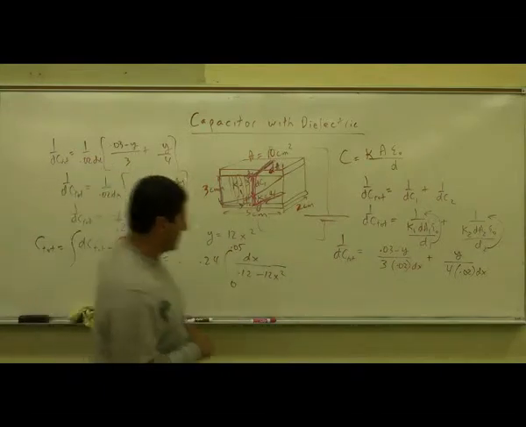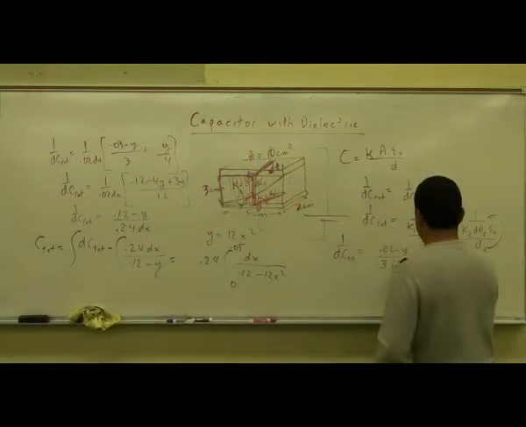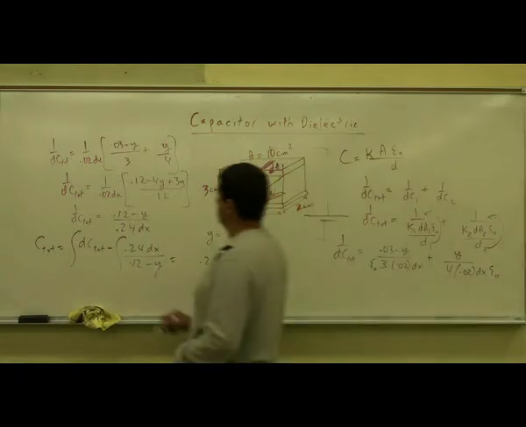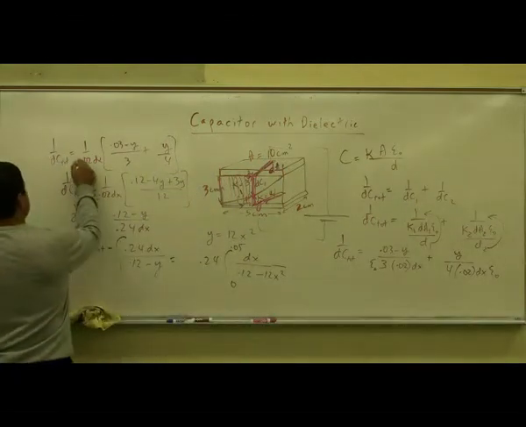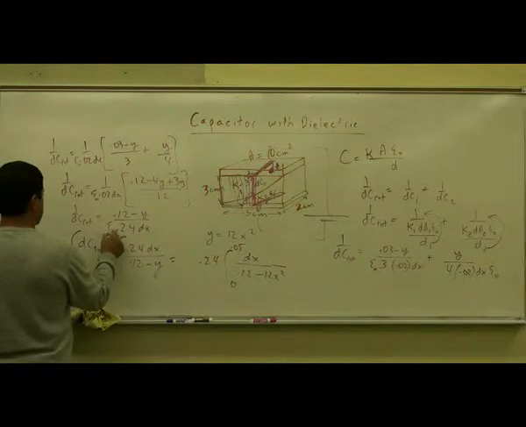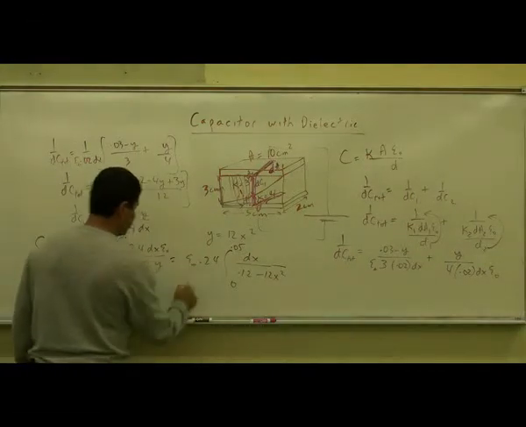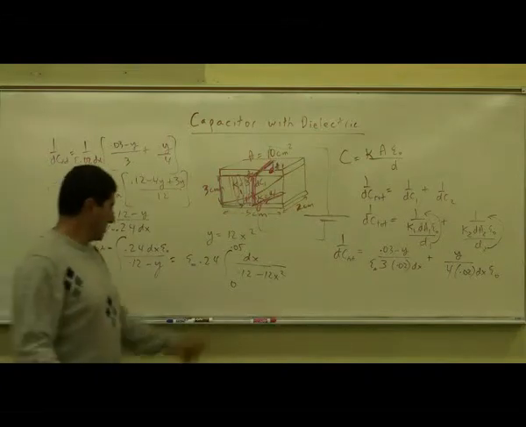Now, actually, over here, I need an E0, right? My permittivity of space, E0. And then I need an E0 here, and when I reciprocate it, I need an extra E0 here. Okay? So now I'm going to integrate this.